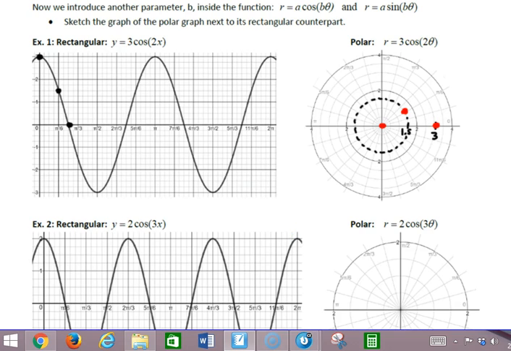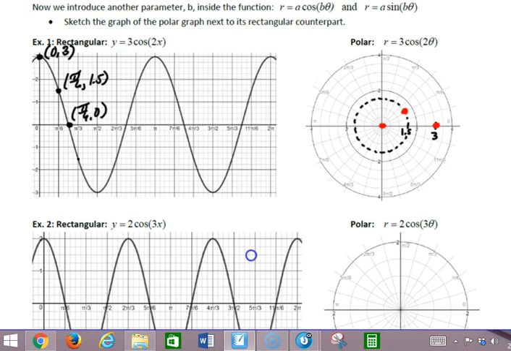So I'm going to pause the video and label those so you'll know what I've done. Actually, I'll just do it really quickly. So this is 0, 3, this is pi over 6, 1.5, and this is pi over 4, 0. And I've plotted those in polar form.